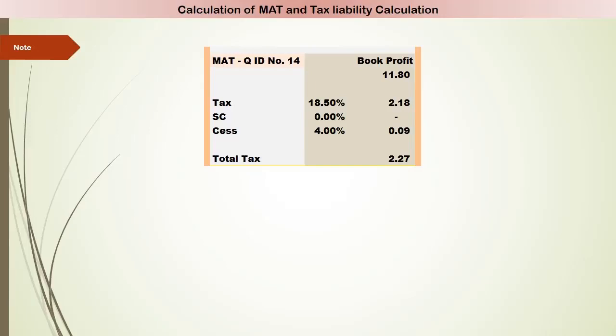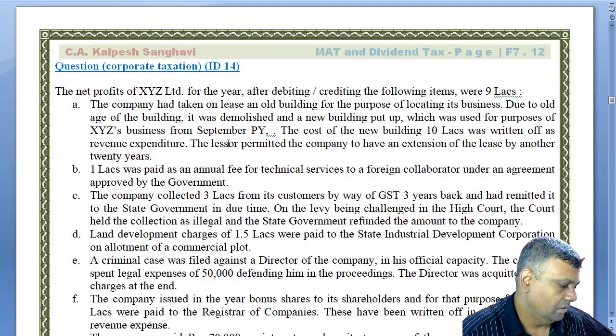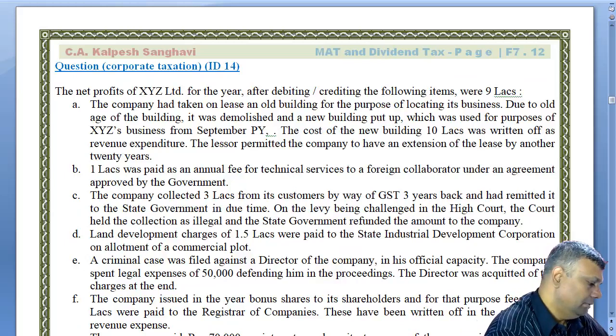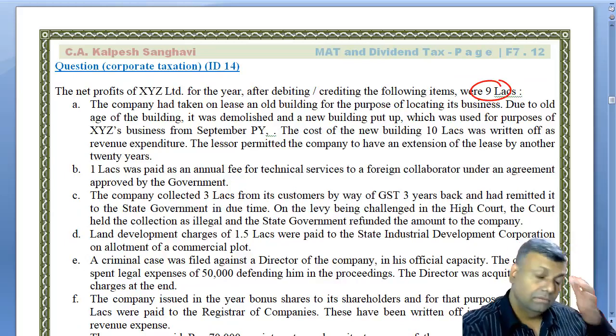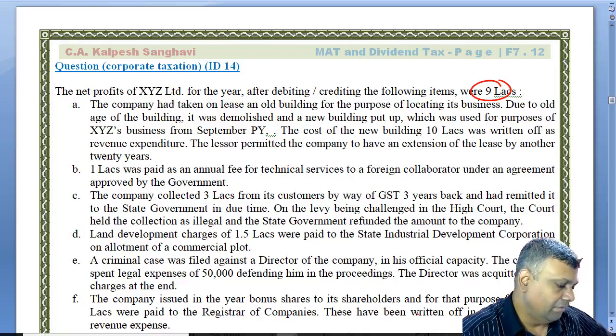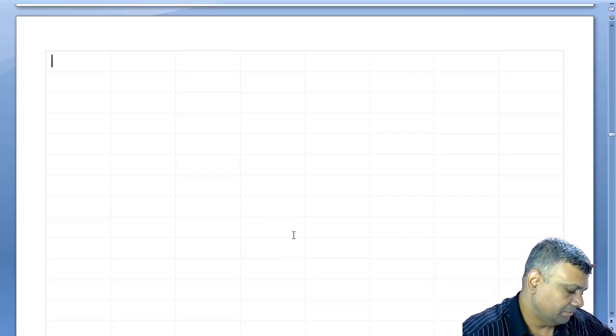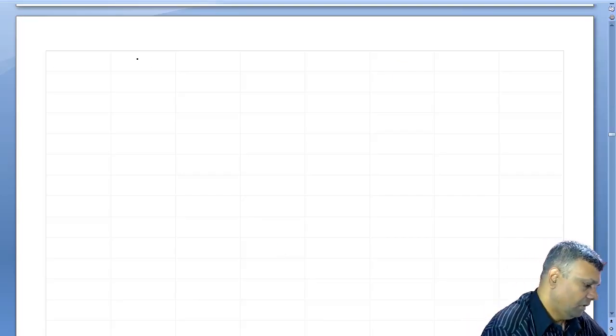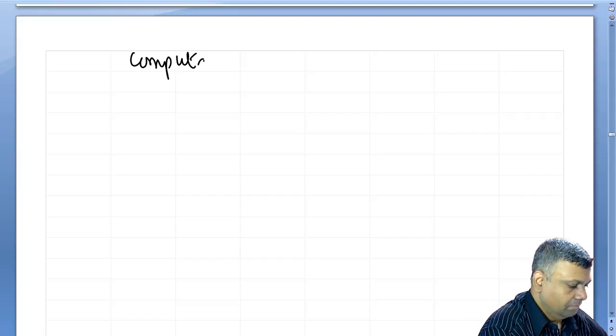So this is your MAT calculation. Let us go to the tax liability calculation now. Same question. Opening 9 lakhs, then all the adjustments from the tax law point of view. So let me open up my answer and thereafter we'll do each and every adjustment. Computation of total income.